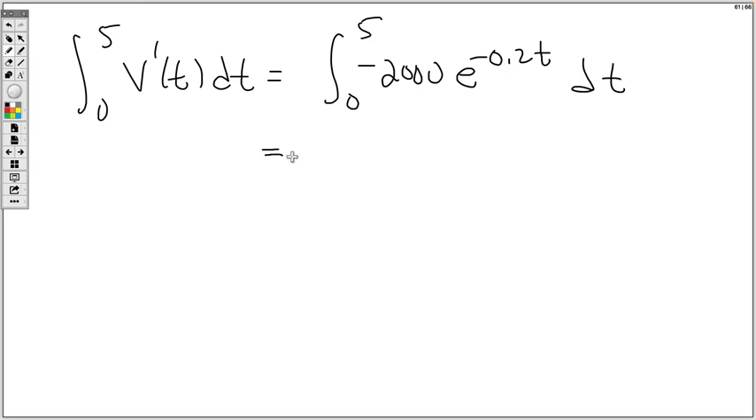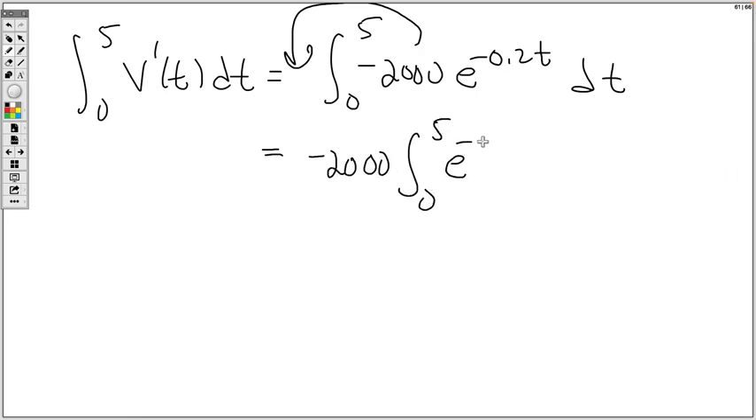So that negative 2,000 is just a what? Constant. So what can I do with it? Move it out front. Now I'm looking at integrating negative 0.2t from 0 to 5.